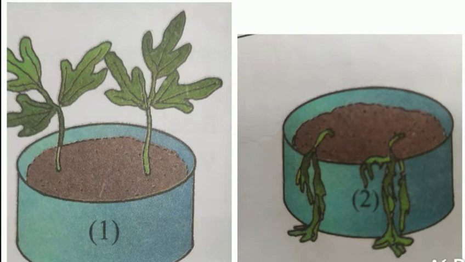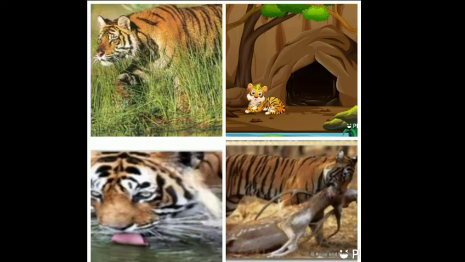And if they get more water, what happens? They rot, meaning they die. It also shows that moong saplings are not aquatic plants. Aquatic means water plants. And that they do not grow in marshy areas. Marshy means wet areas.